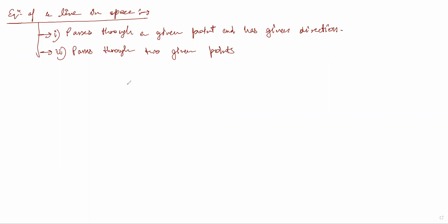Now, let's talk about how we can write the equation of a line. Let's come to the first part: passing through a given point and has given direction. Let's say we have this line, just drawing the line. Everything in space will work in two modes: either vector mode, or Cartesian mode. Vector mode is when we are just talking in terms of vectors, and we don't have exact coordinates. Cartesian form is when we have coordinates for every term, and our perspective is geometric, more like coordinate geometry.